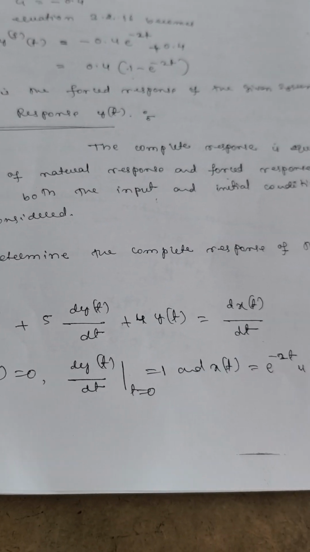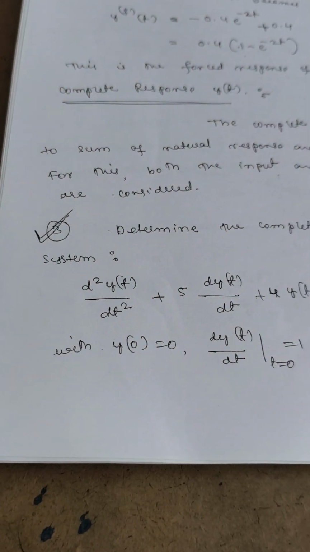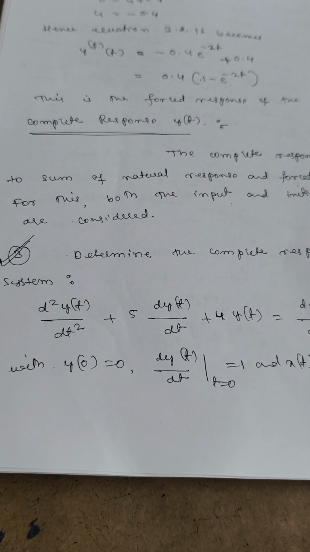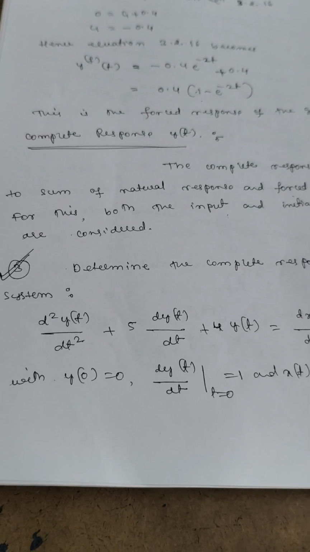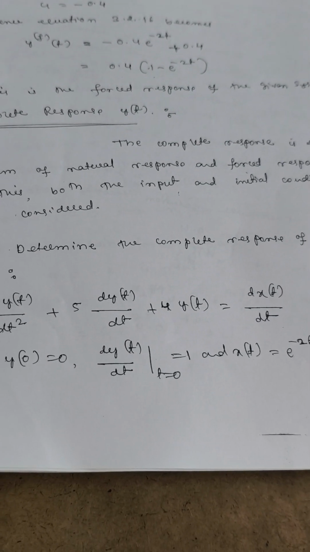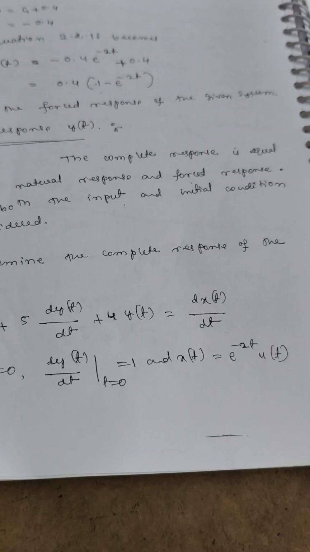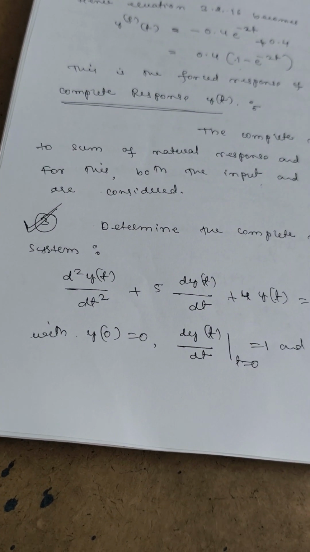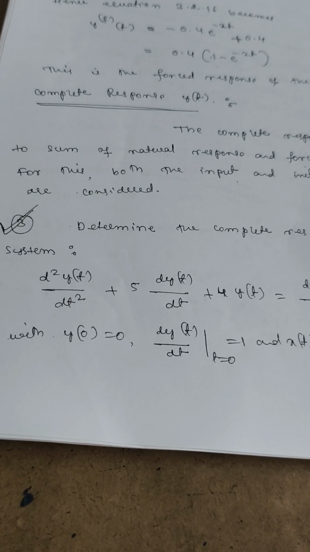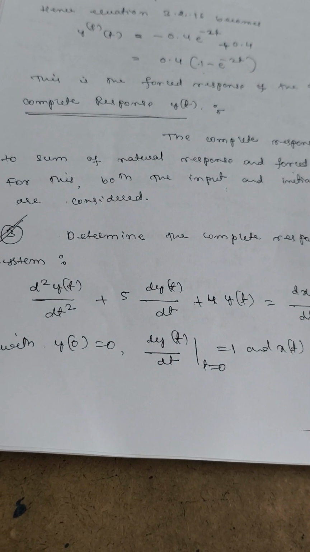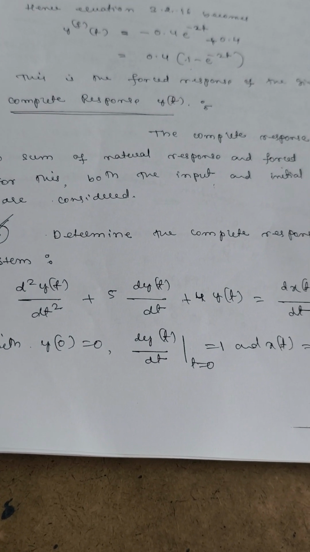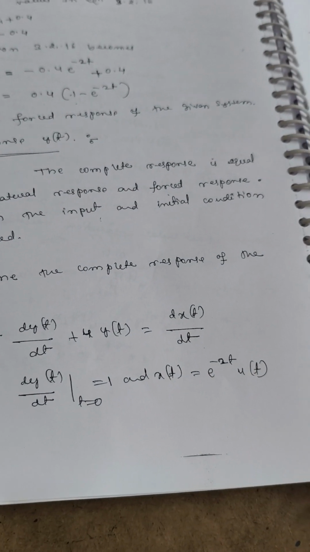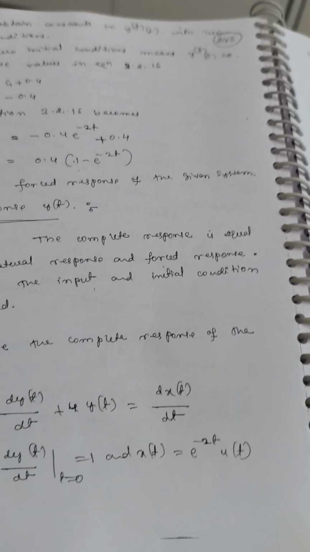For example, determine the complete response of the system d square y of t by dt square plus 5 dy of t by dt plus 4 y of t equal to dx of t by dt, with the given conditions y of 0 equal to 0, dy of t by dt at t equal to 0 equal to 1, and x of t equal to e raised to minus 2t u of t.